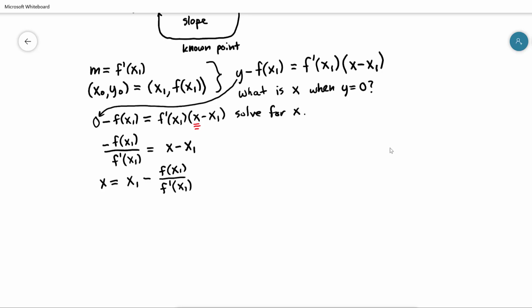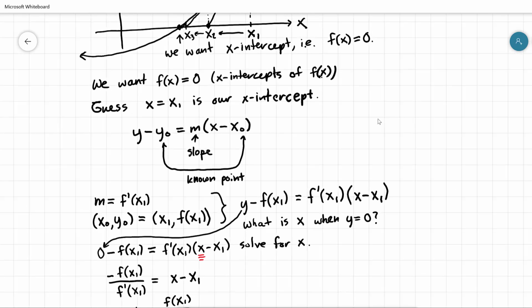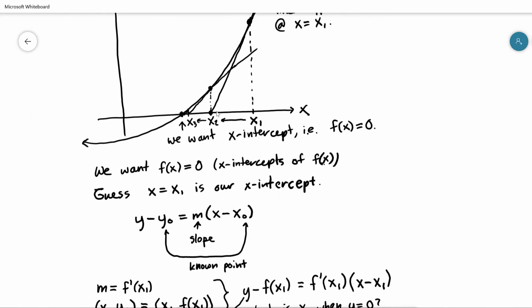Once we've found this point x, if we go up to our picture again, we've now just found this point, and what did we call that point? We called it x2, and then repeated the process. So this is what we call a recursive process. We're going to repeat it over and over and over, starting with x1, using x1 to get x2, using x2 to get x3, using x3 to get x4, and slowly zeroing in on the actual value that we're looking for.